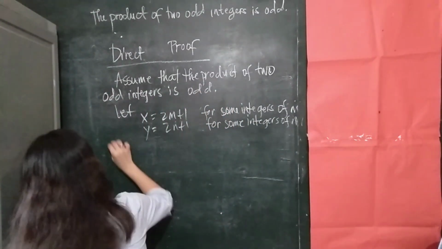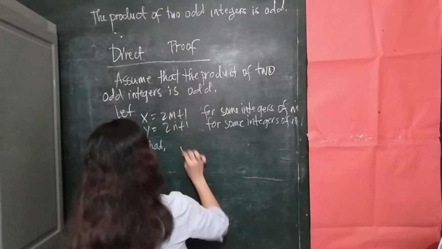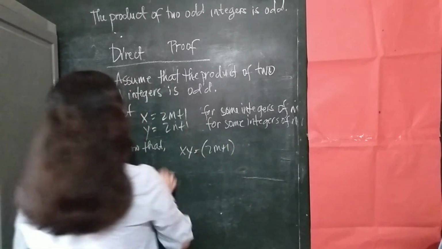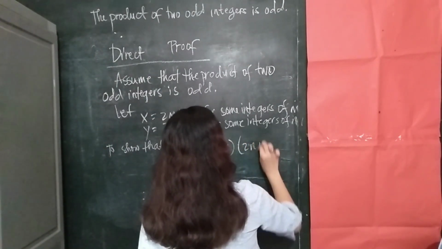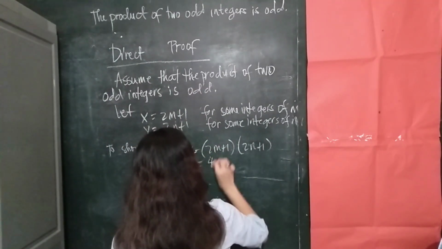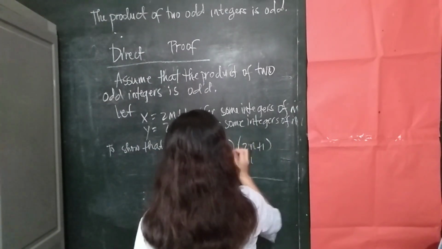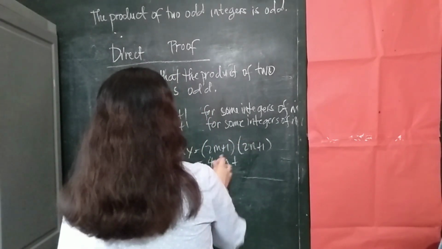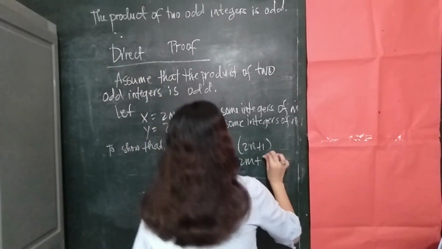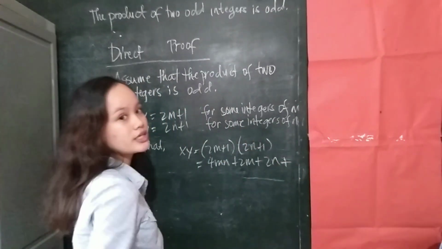To show that x times y is equal to 2m plus 1 times 2n plus 1. 2m times 2n is equal to 4mn, plus 1 times 2n is equal to 2n, plus 2m times 1 is equal to 2m, and then plus 1 times 1 is equal to 1.